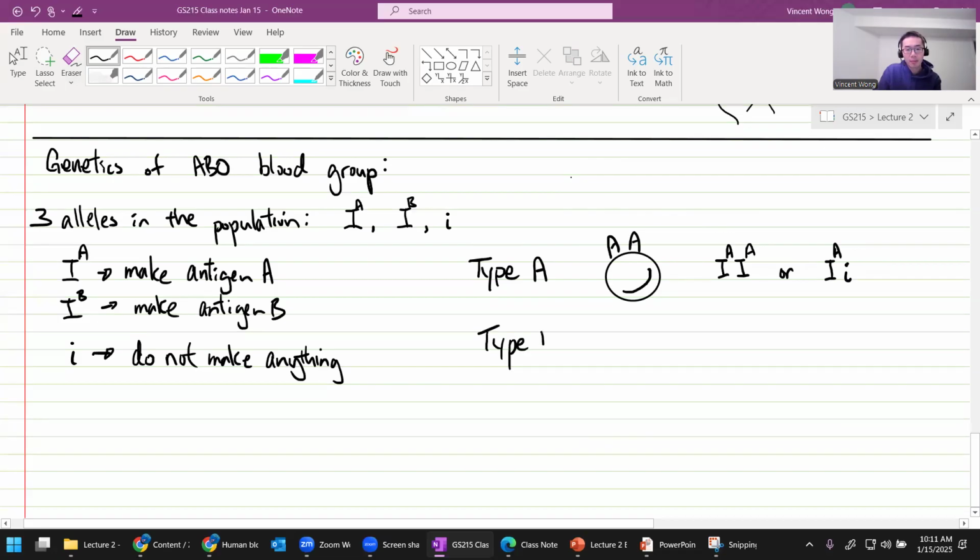What about type B? And what does it mean for someone to be type B? If they are type B, they will have B antigen on the surface of the red cells. What are the possible genotypes then? And remember, these are genotypes. This is phenotype. Okay, help me out here, guys. What's the genetic makeup of someone who has type B blood?